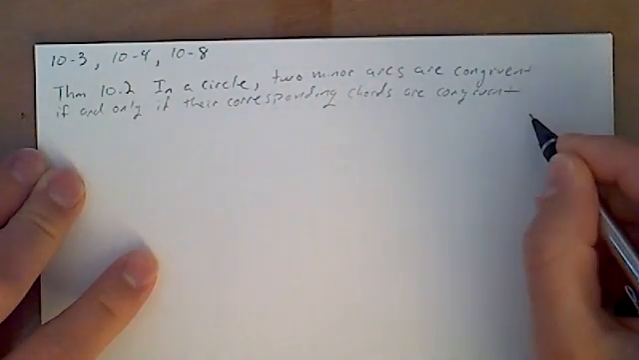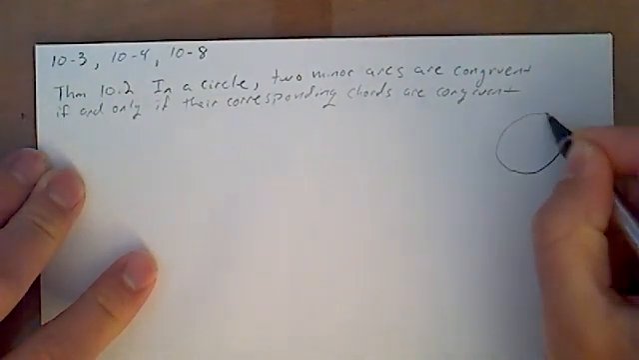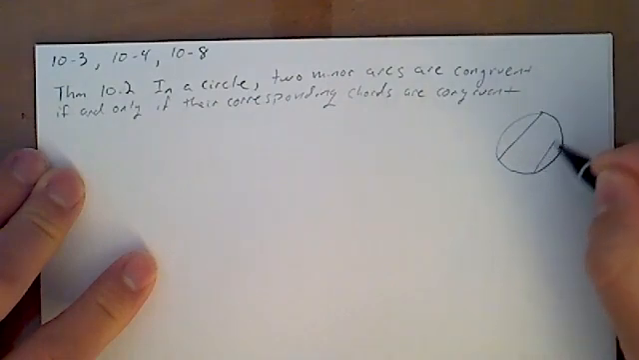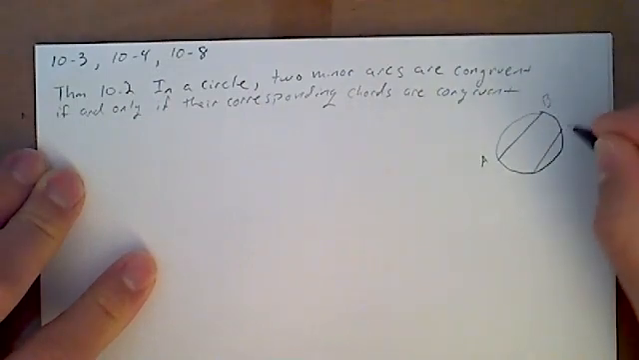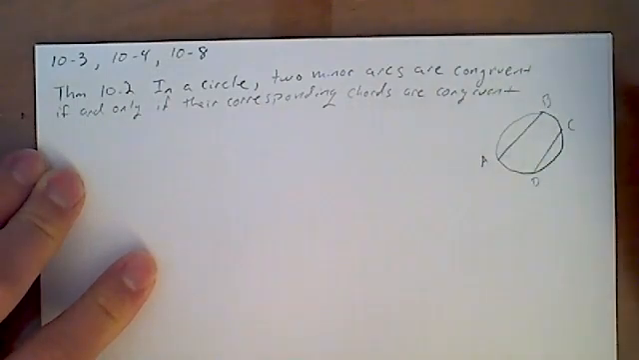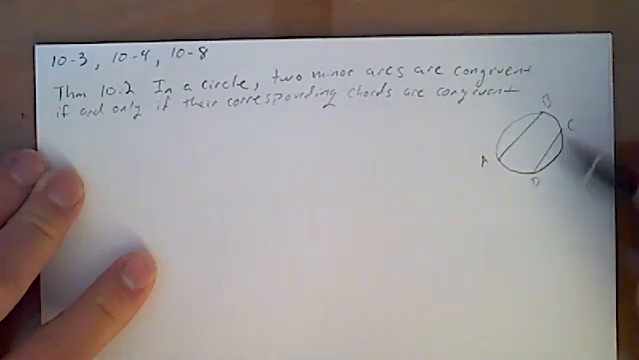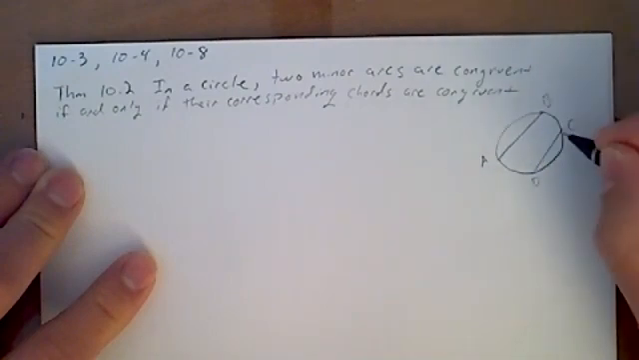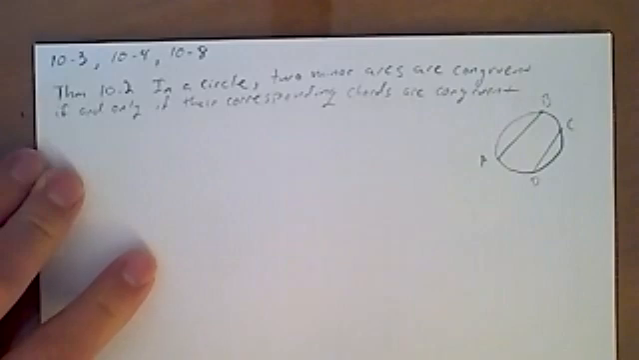So just very basically, what it's saying is if you have a circle, you have two chords drawn into the circle, say AB and CD. It might not look like it in my diagram, but if AB is congruent to segment CD, then the arc AB is equal to the arc CD, or they're congruent arcs.